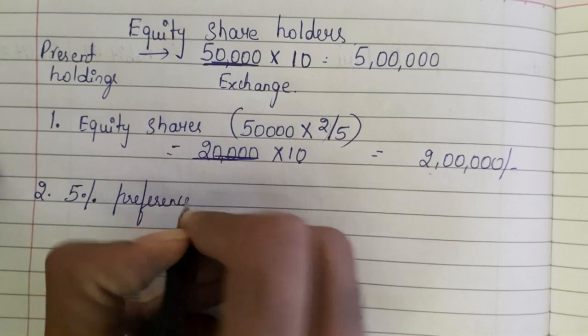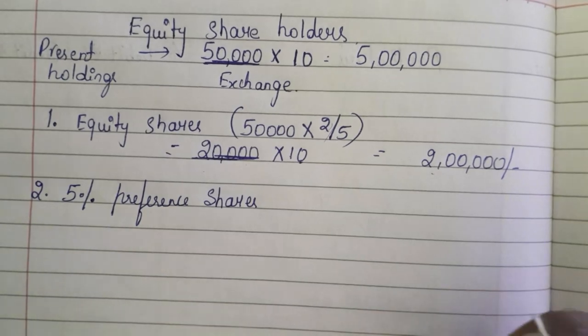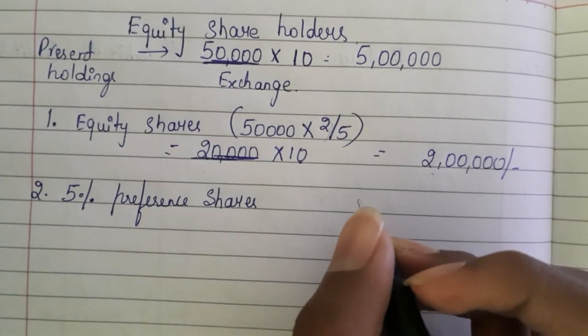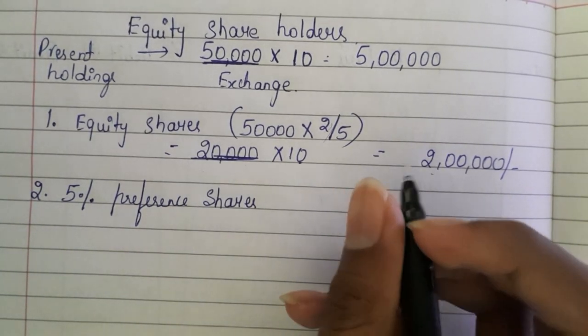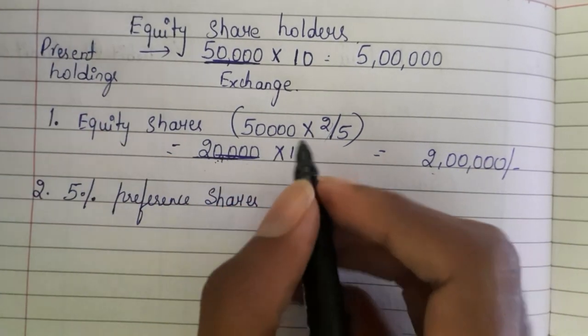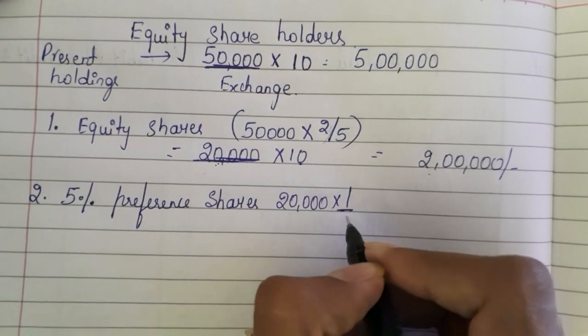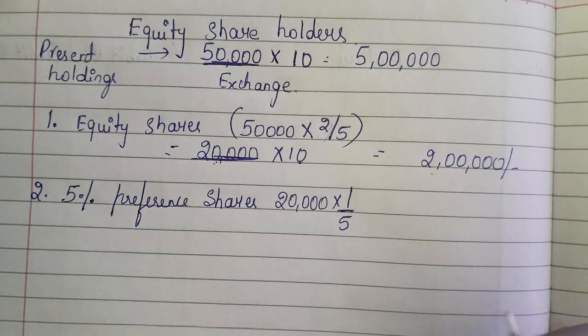5% preference shares of rupees 10 each, up to the 1/5 of the above new equity shares. Means 1/5 of this 20,000, not 50,000. So 20,000 into 1/5. Understood?